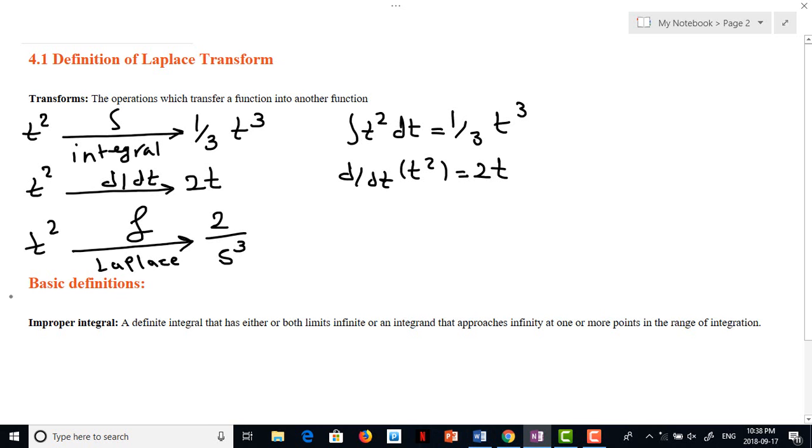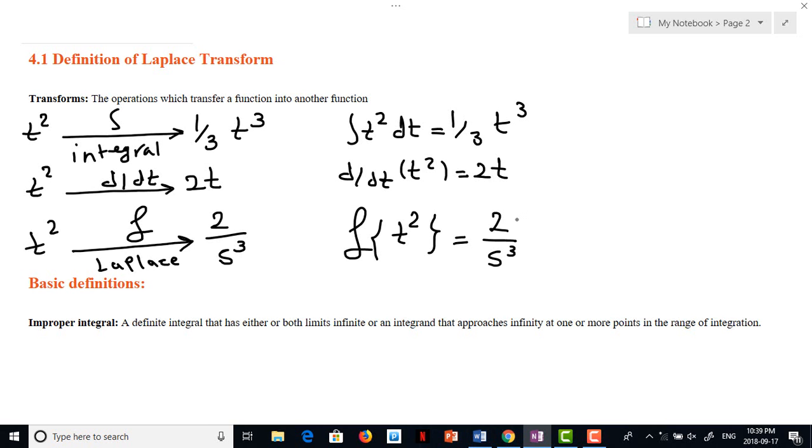For finding the Laplace transform, I'm going to explain it in detail in this lecture and other lectures. This transform is the Laplace transform, and I show it like that. So the Laplace transform of t squared is equal to 2 over s cubed. So that's the definition of a transform.